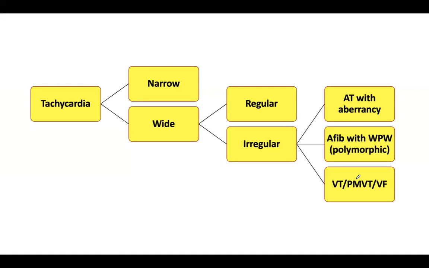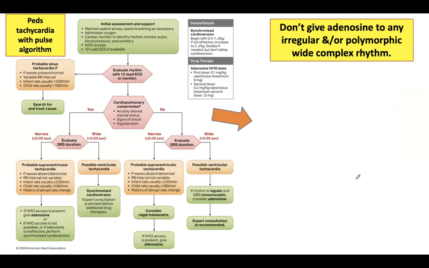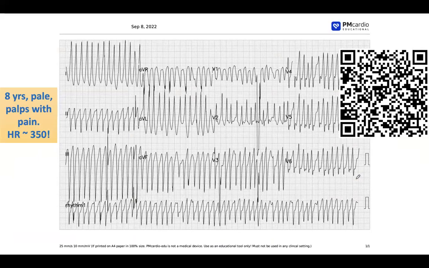And then you should have a differential, which is atrial tachycardia with aberrancy, AFib with WPW, which usually has a polymorphic QRS nature, or VT, polymorphic VT, VF, and so forth. Okay, so obviously your differential in this case is usually more malignant, and I would caution you not to give adenosine in any irregular and polymorphic wide complex rhythm. It is contraindicated, okay? Because your differential, what do you guys think, by the way, eyeballing this ECG, what do you guys think is most likely in an 8 year old without family history, without congenital heart disease? What do you guys think?